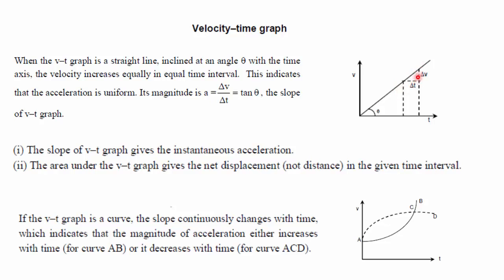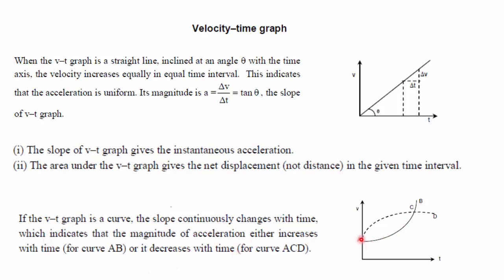And if you want to calculate that for a body, which is how much distance it is covering, or the net displacement, you have to calculate the area under the graph. Now, if the velocity time graph is taking the path ACB, that means the velocity is increasing, so we say it is a positive acceleration, or acceleration increases.